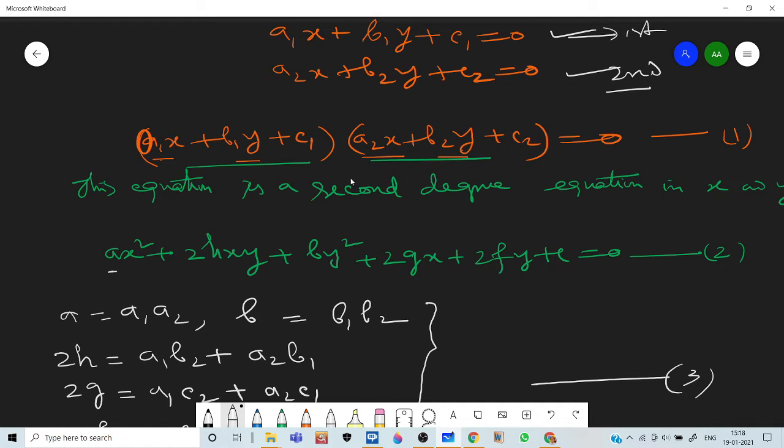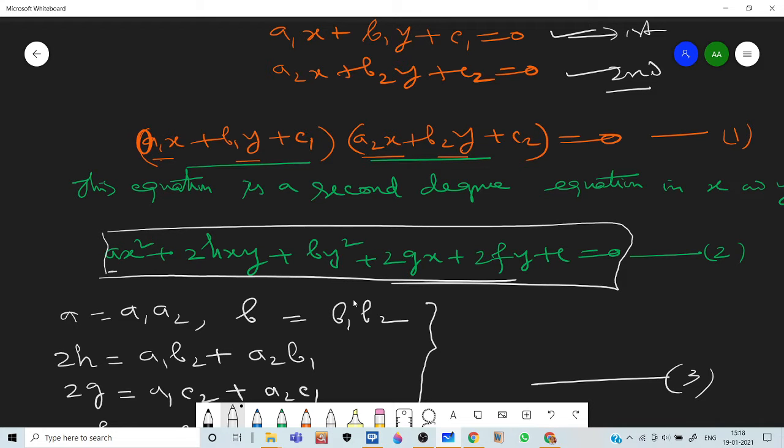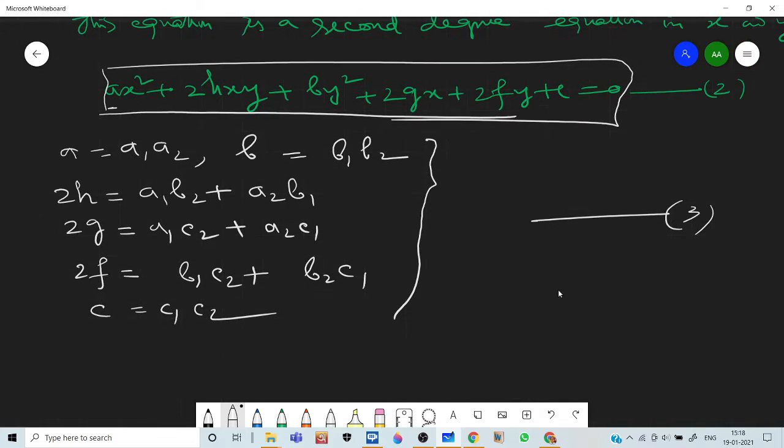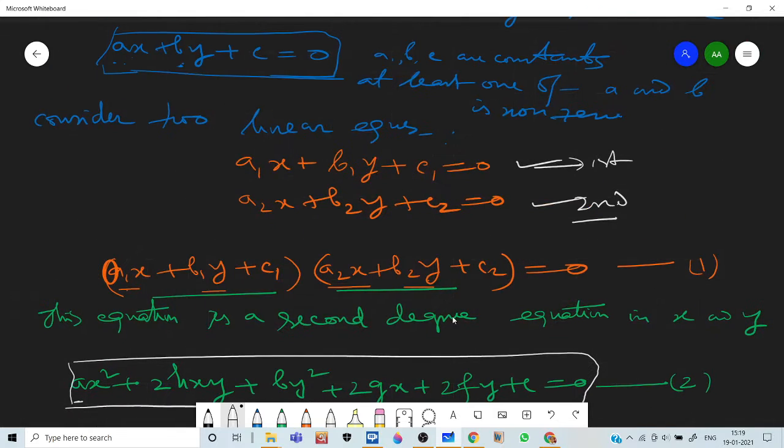So equation 1, that is equation 2, represents a pair of straight lines. One of this pair is a1x + b1y + c1 = 0, and the other straight line is a2x + b2y + c2 = 0.